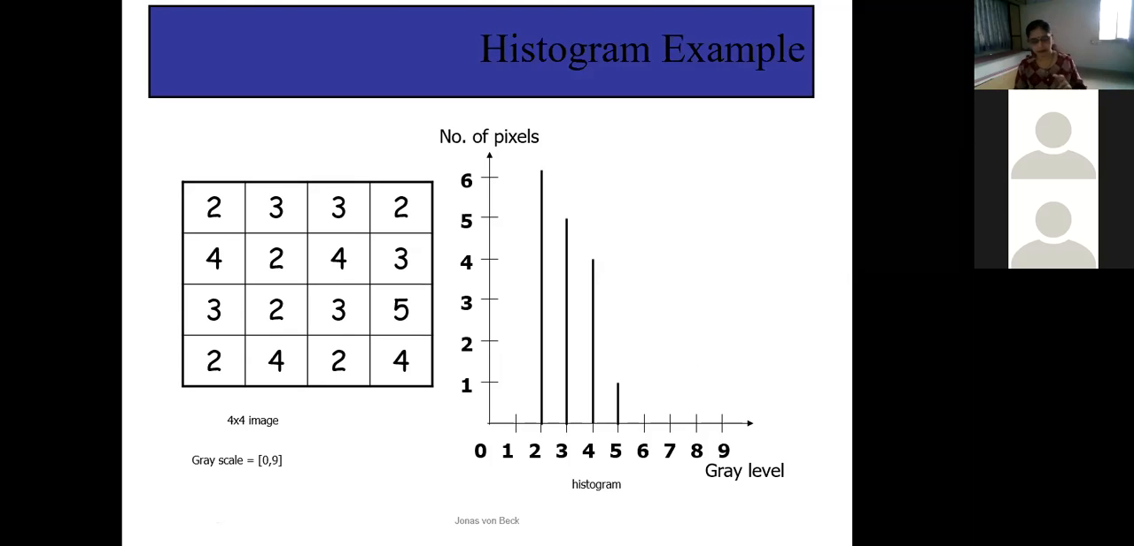In total, the minimum intensity value is 0, the maximum intensity value is 9. It is given in the example. Okay. Yes, Soumya, your answer is correct. Any other answer? Only one student has given a correct answer. What about others?